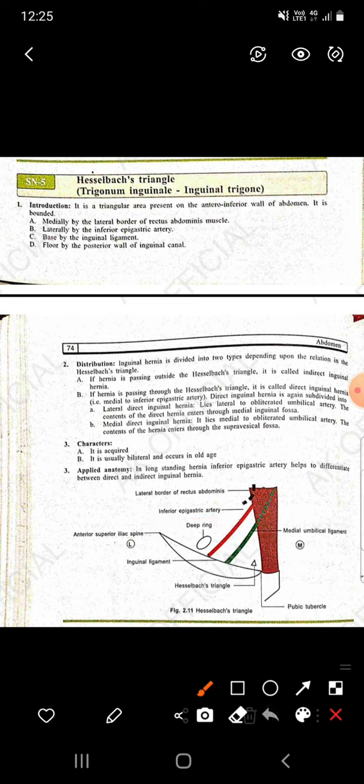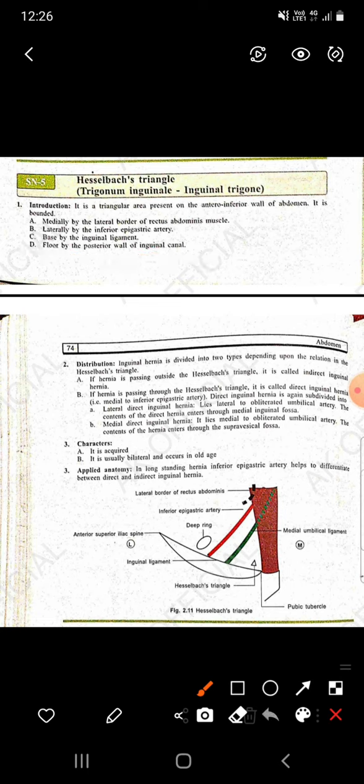Base is formed by the inguinal ligament. This is the inguinal ligament. And the floor is formed by the posterior wall of the inguinal canal.